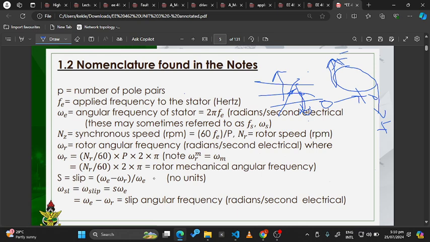So that speed is the rotor speed, and it can be measured in revolutions per minute or radians per second. When this happens, the rotor is also going to rotate at a certain frequency. And if you multiply that frequency by 2π, that should give you what? The angular speed of the rotor.